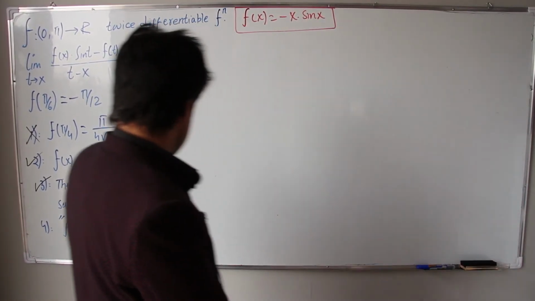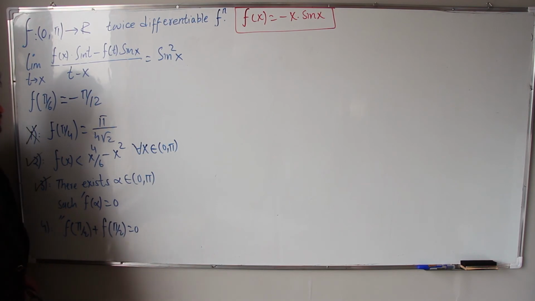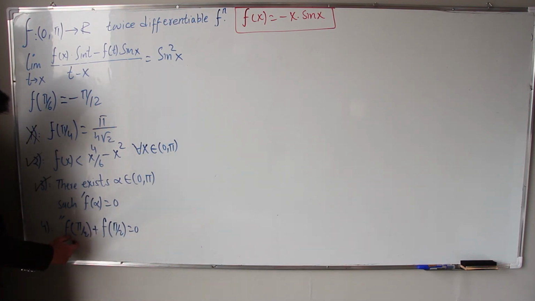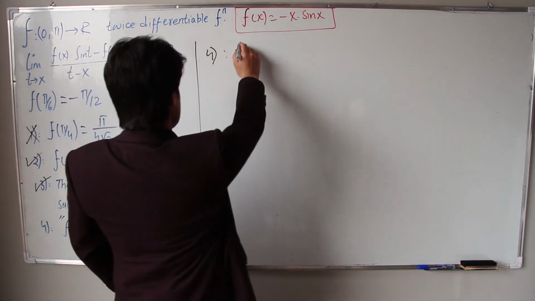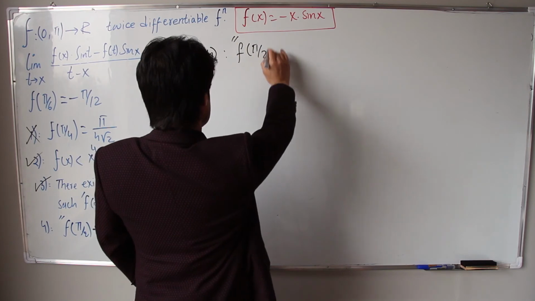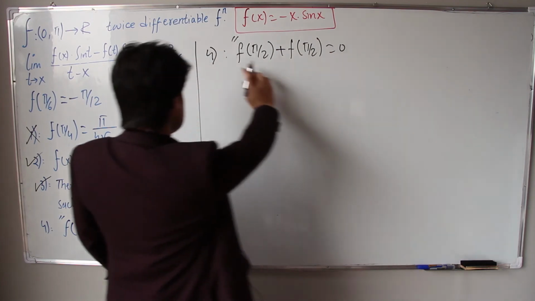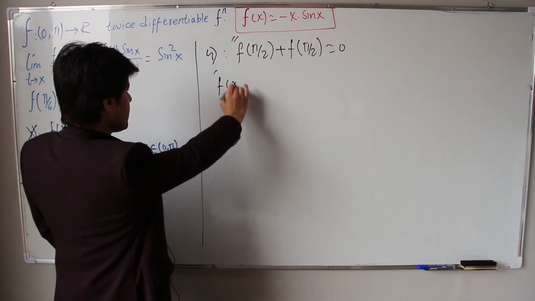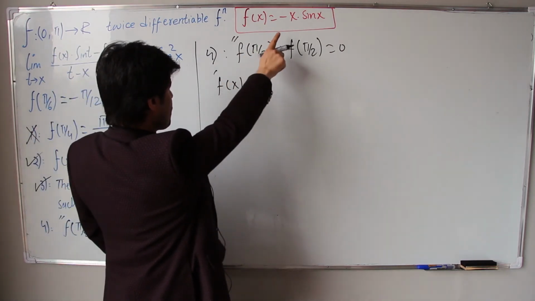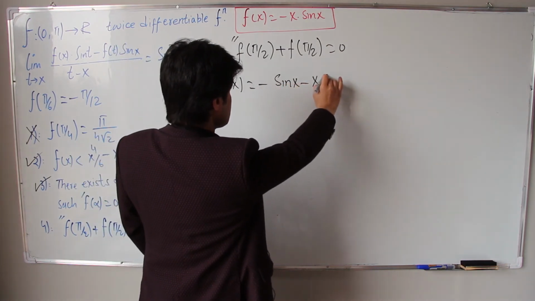By the way, we are coming to the last number. If f second prime of pi divided by 2 plus f of pi divided by 2, the addition is 0. First, we should find the second derivative of the function. In number 4, we have f second prime of pi divided by 2 plus f of pi divided by 2 is 0. First, you have to find the second derivative of the function. What's the first derivative? It's f prime of x. We found this one, minus sine x minus x cosine x.